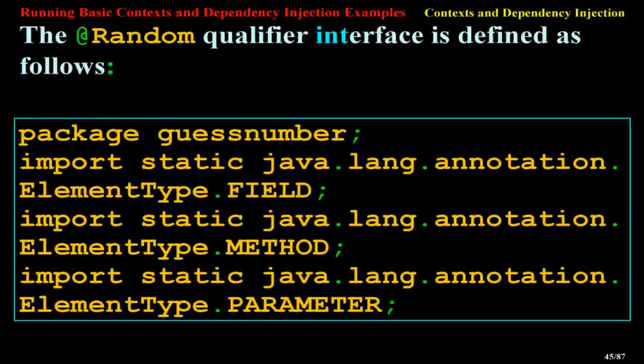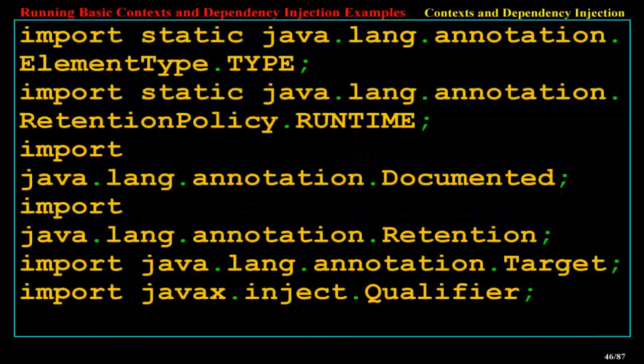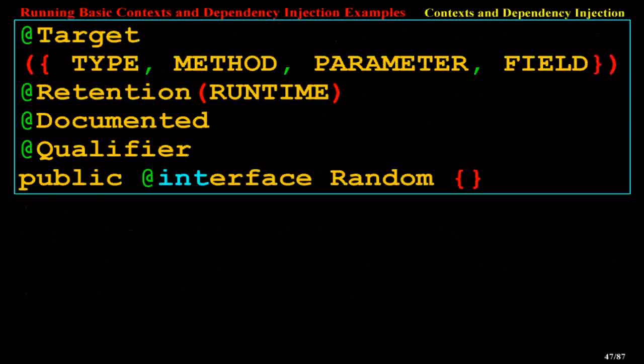The Random qualifier interface is defined as follows: package guessnumber; import static java.lang.annotation.ElementType.FIELD; import static java.lang.annotation.ElementType.METHOD; import static java.lang.annotation.ElementType.PARAMETER; import static java.lang.annotation.ElementType.TYPE; import static java.lang.annotation.RetentionPolicy.RUNTIME; import java.lang.annotation.Documented; import java.lang.annotation.Retention; import java.lang.annotation.Target; import javax.inject.Qualifier; @Target({TYPE, METHOD, PARAMETER, FIELD}) @Retention(RUNTIME) @Documented @Qualifier public @interface Random.